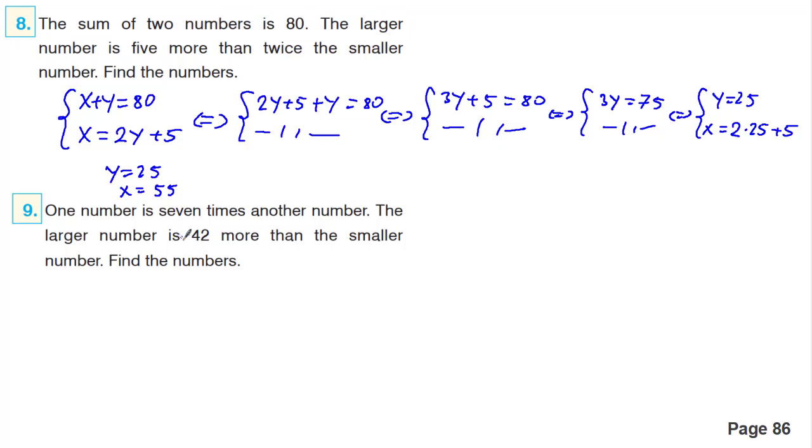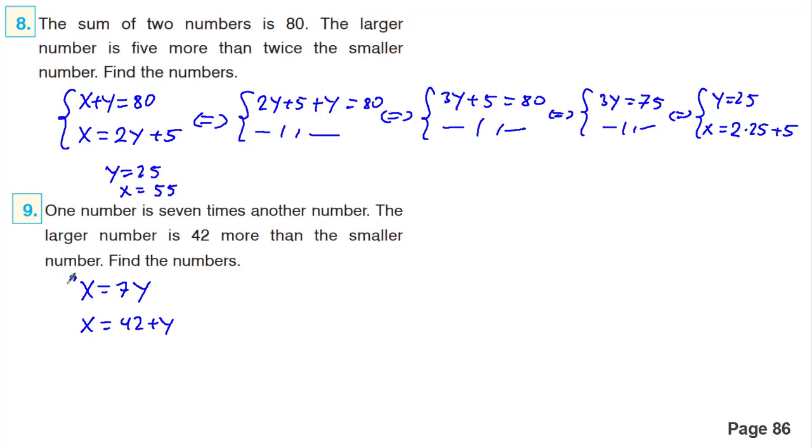One number is 7 times another number, so x is 7 times the other number. The larger number, here the larger one being x, is 42 more than the smaller number. So x is 42 more than y. You can write it 42 plus y or y plus 42.